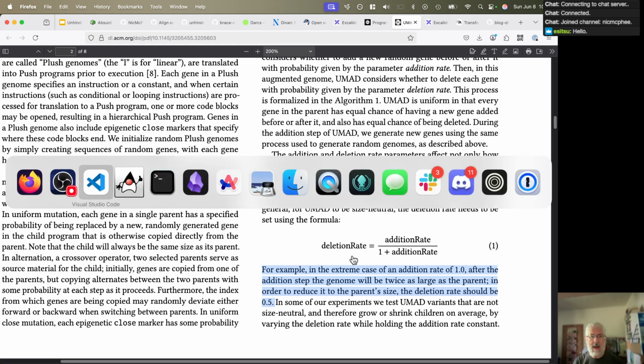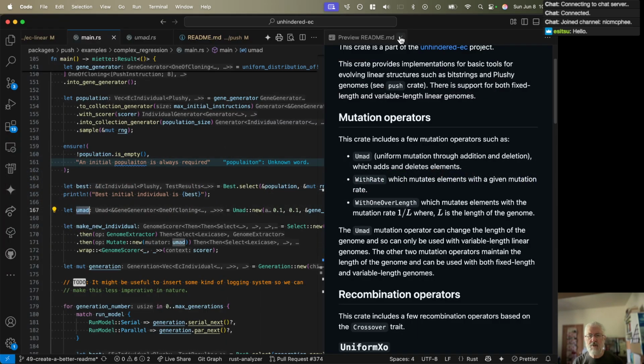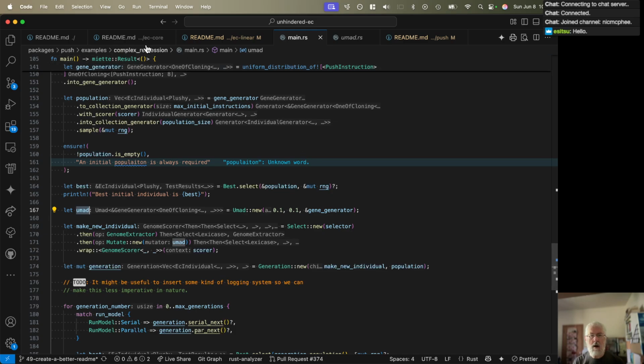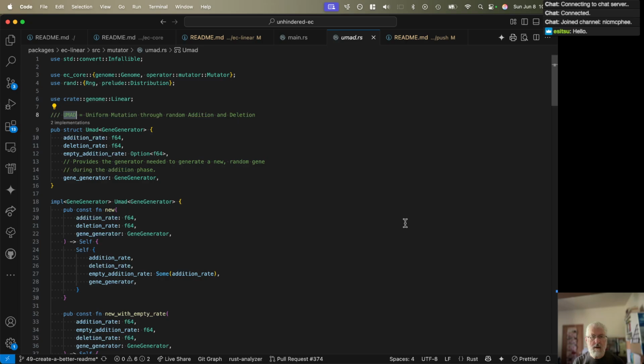So if we look at our implementation of UMAD, there it is. We have our addition and deletion rates. We also have an empty addition rate. This is the likelihood of adding a gene if we find ourselves with an empty genome. And that's an option which is a way of saying maybe you don't want to do that, but if you do, you can set that.